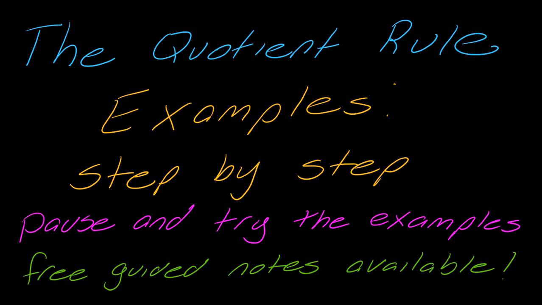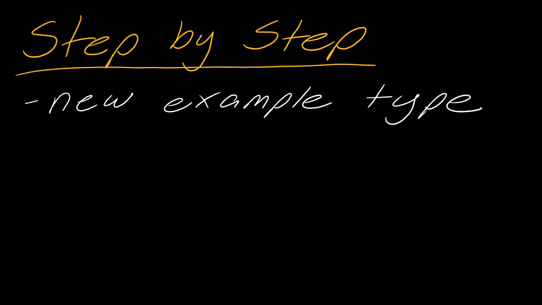Hey guys, so I'm going to be doing some more examples on the quotient rule, and I'm going to call these examples step-by-step examples. So I just want to explain what I mean by the word step-by-step. I am really introducing a new example type with this, and I'm curious to hear what you guys think and if you want me to keep making examples like this.